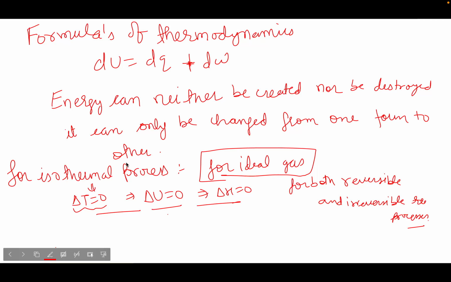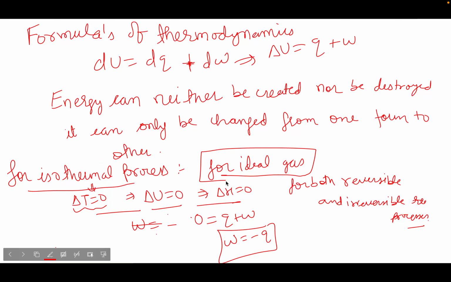So what will be the work done? If we convert it into the delta form, delta U is equal to Q plus W, so delta U is 0, so 0 is equal to Q plus W, so W is equal to minus Q for isothermal process for ideal gas, both for reversible and irreversible. Q is equal to minus W.